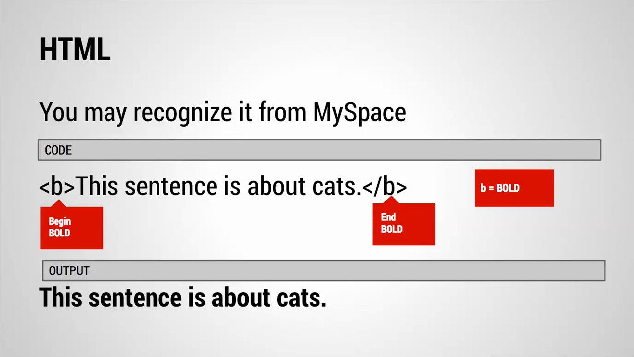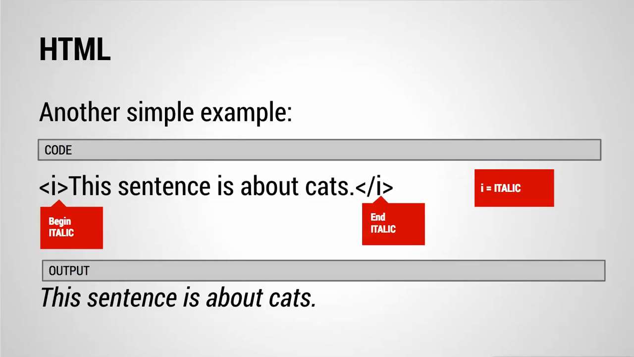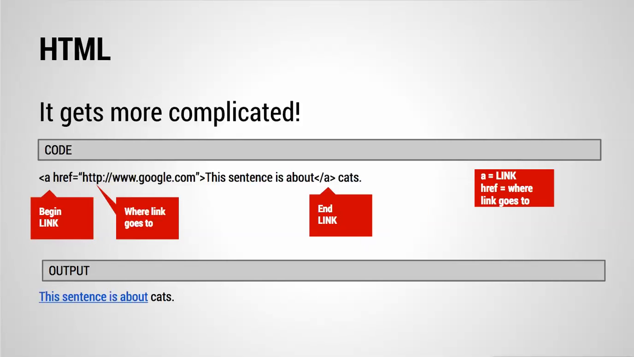B in brackets is part of the HTML language. It means bold. Same for I, which is italic. This is another simple example. You can put I around this sentence is about cats, and it will make this sentence about cats italicized. Now it gets a lot more complicated. This is not much more complicated, but it gets even more complicated than this.